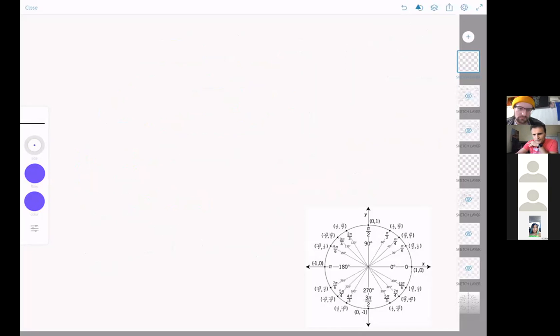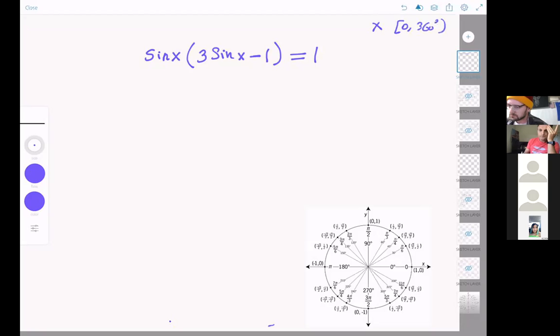The question will be like, sine of x times parenthesis 3 sine of x minus 1, minus 1 equal to 1. X is between 0 to 360, I think.